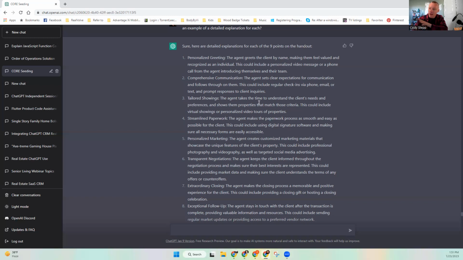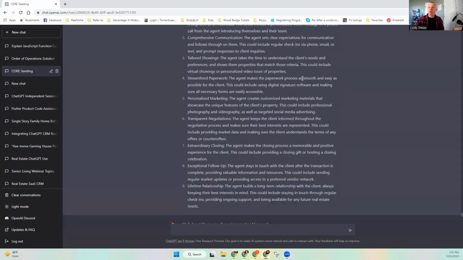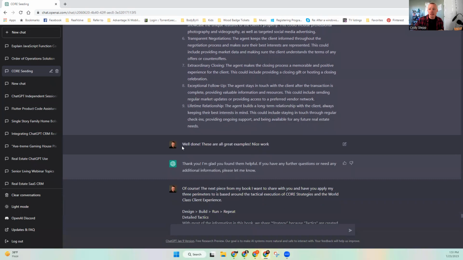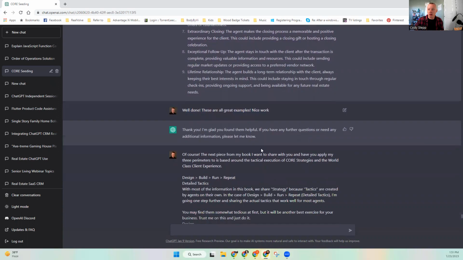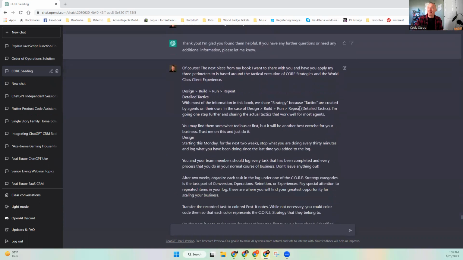And I didn't go that route. I just kind of observed here because there's a lot of stuff that I'm trying to seed into it. Maybe we'll circle back at some point, but I thought that was really cool. And I like to validate, well done. This is a great example. Nice work. Thank you. After that, I moved onward.